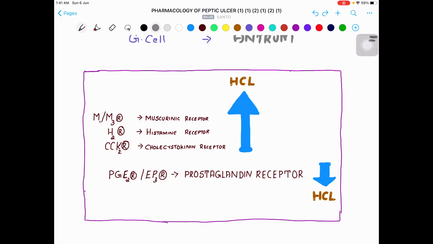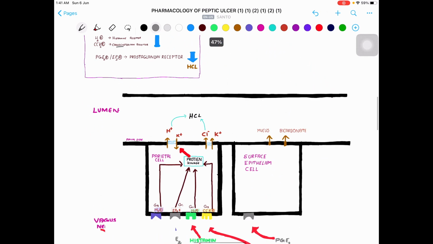Muscarinic receptor, histamine receptor, cholecystokinin receptor, when stimulated, increase the HCl production in the stomach. On the other hand, when the prostaglandin receptor, for example the PGE2 receptor or EP3 receptor, is stimulated, this will decrease the HCl in the stomach. So now let's see what actually happens in the stomach.